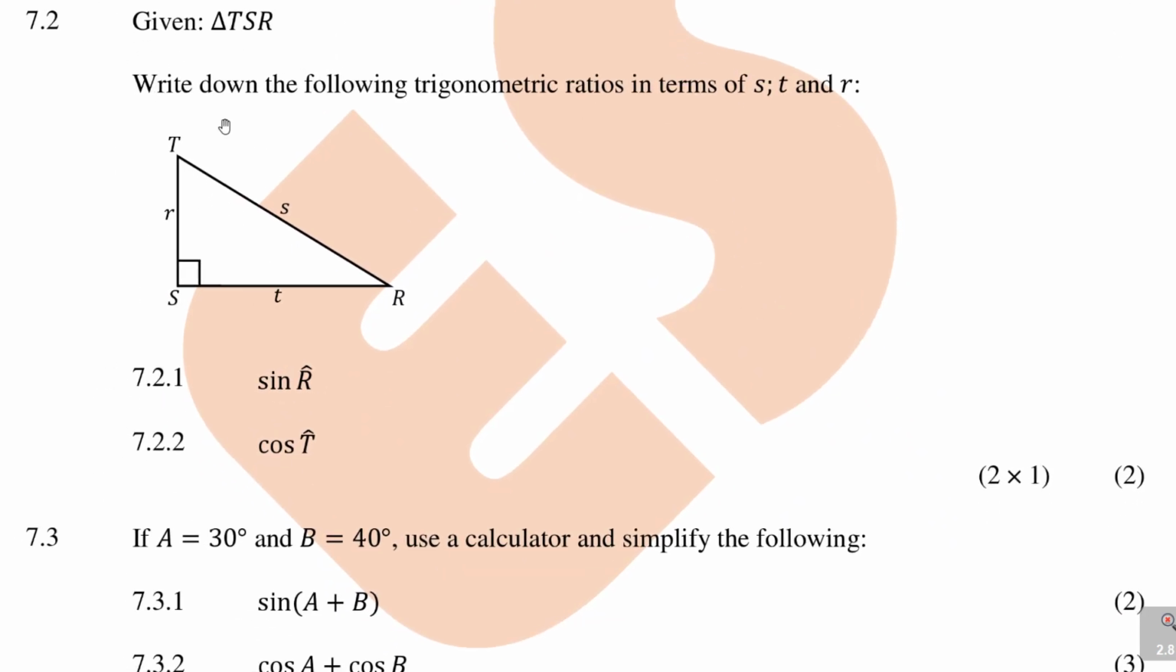Now, next one says, write down the following in terms of S, T, and R. What do you think there? Again, look, they gave us sin and cos. SOHCAHTOA is in action here. You first have to find out the question. They're saying, write down the following trigonometric ratios in terms of S, T, and R. You have a 90 degrees. Now they are saying sin R, meaning the angle is now there.